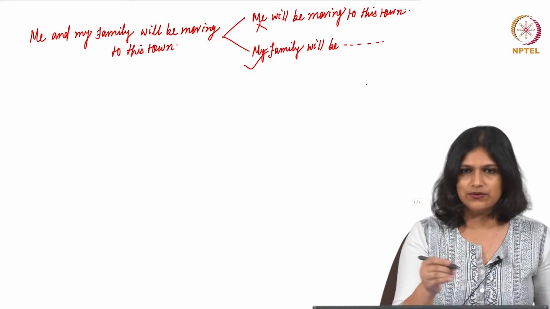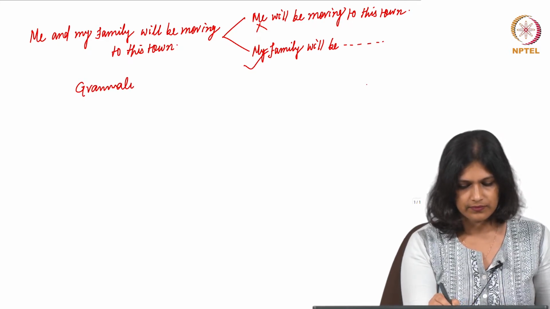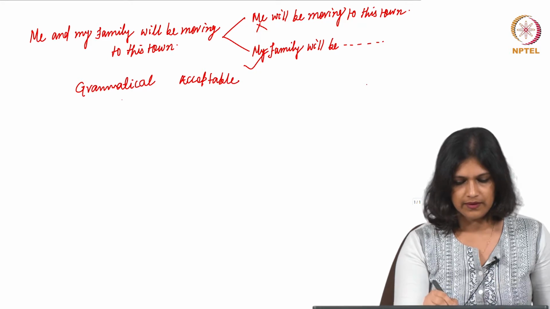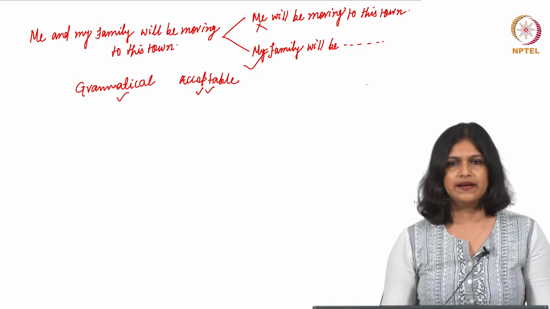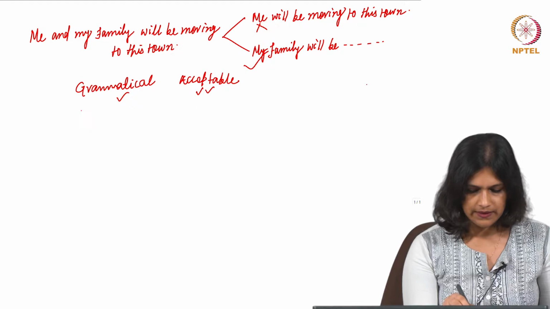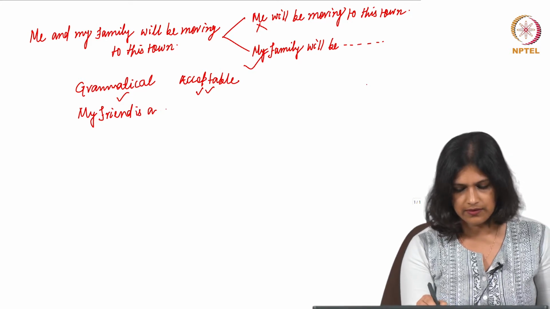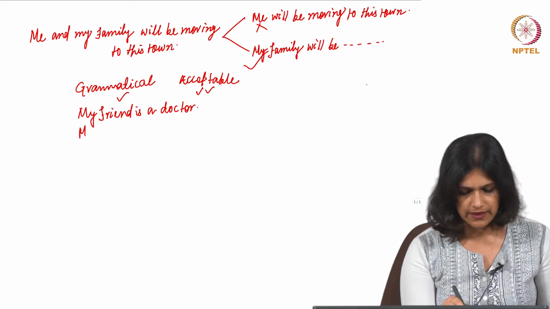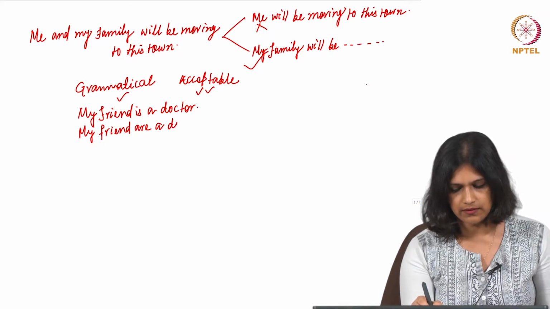So, now let's try to categorize it. You have here grammatical sentences, and then you have acceptable. If for grammatical I am putting a tick, for acceptable let's say I am using a double tick, then we'll try to see which sentence is what. I am writing one sentence here, let's say, "my friend is a doctor." Then I will write "my friend are a doctor," compare this with this.